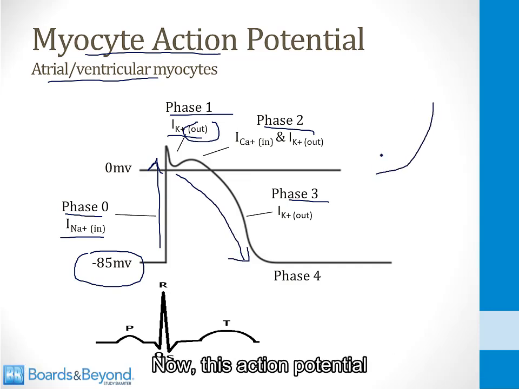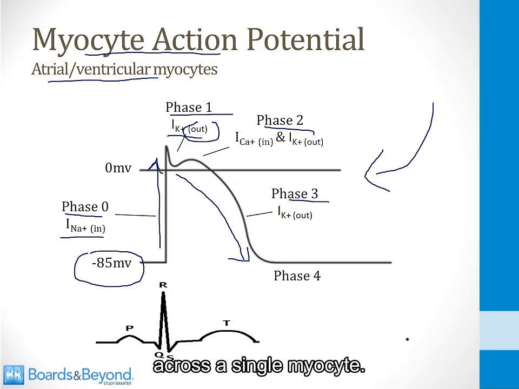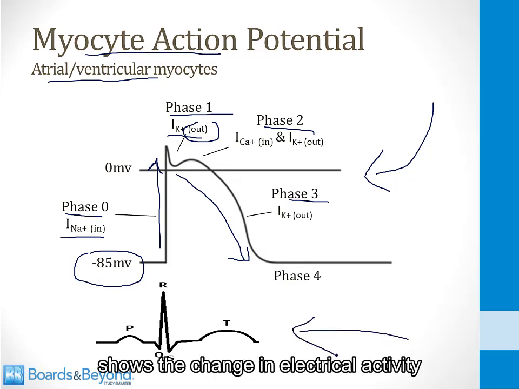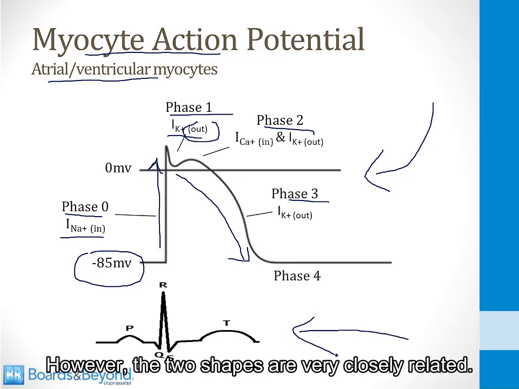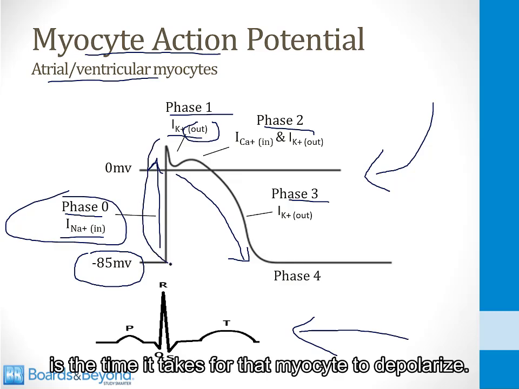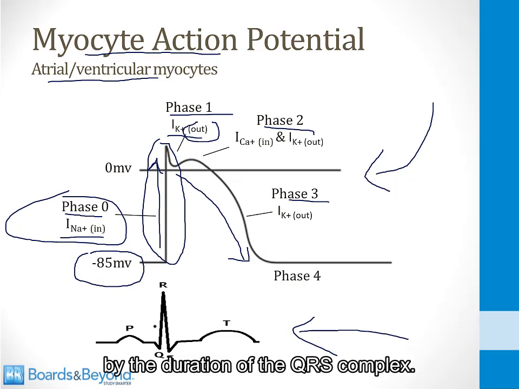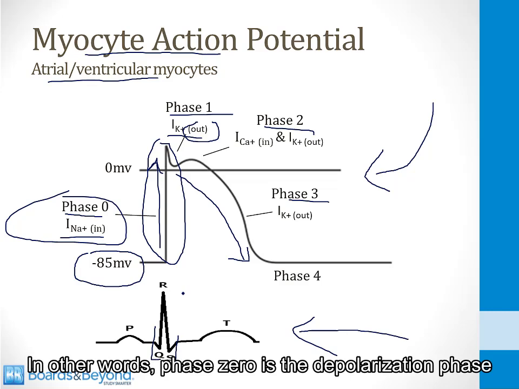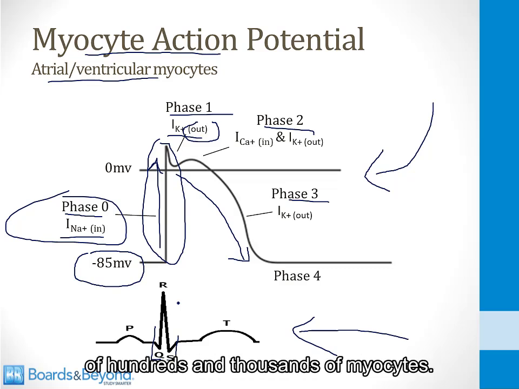Now this action potential shows the change in membrane potential across a single myocyte. The EKG, on the other hand, shows the change in electrical activity across hundreds and thousands of myocytes. However, the two shapes are very closely related. The time it takes for a single myocyte to go through phase 0 is the time it takes for that myocyte to depolarize. That is represented on the surface EKG by the duration of the QRS complex. In other words, phase 0 is the depolarization phase of a single myocyte. The QRS is the depolarization of hundreds and thousands of myocytes.